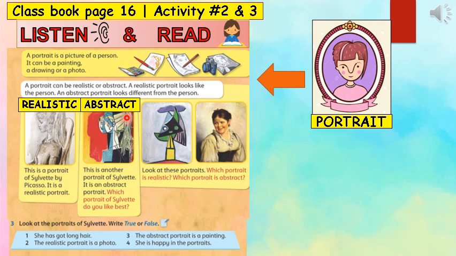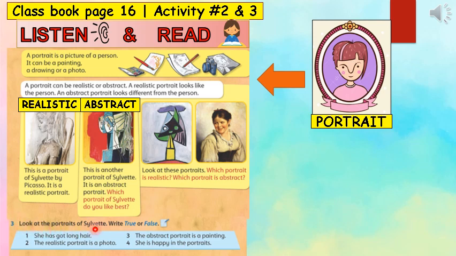So now, which one do you like best? Realistic or abstract? Okay, let's think. In my case, I like the realistic one. What about you? Okay, super good your answer. Now, look at the portrait. Let's go to the activity number 3, okay?